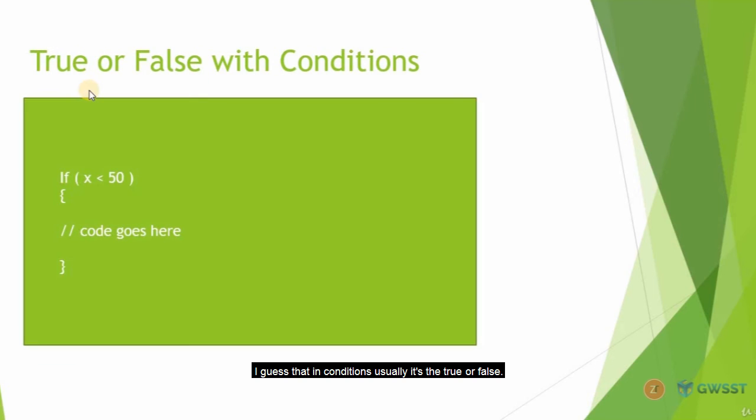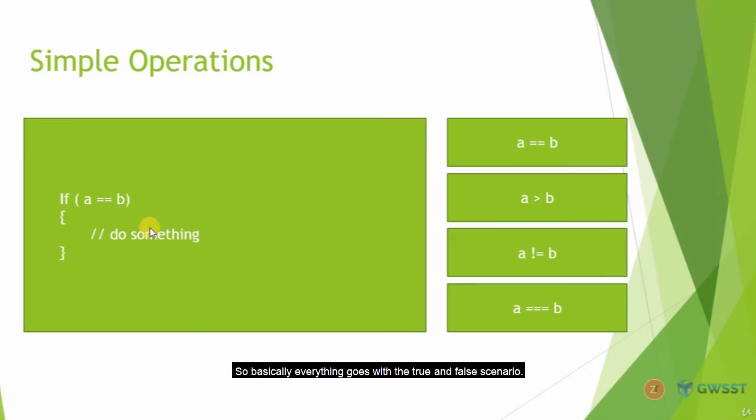So like I said, in conditions, usually it's with true or false. For example, let's just say you have an if statement and then you are specifying an x. Now x could be anything. It could be 100, it could be 50, it could be 10. Now basically inside this if statement we are checking the question. So we are asking the question, is x lesser than 50? So if x is lesser than 50, then it will be true, so we'll do something. If it is false, then we'll do something else. So basically everything goes with the true and false scenario.